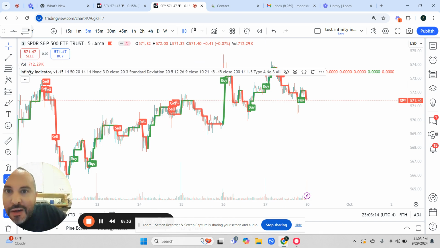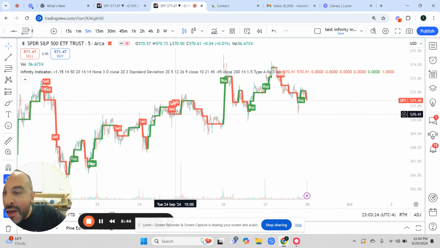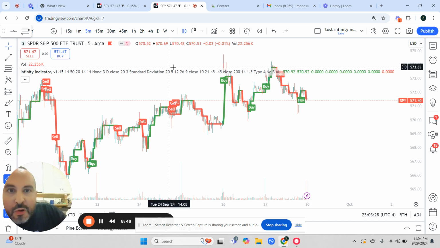So next, I want you to click on this little drop-down box, and you should see here the Infinity Indicator, and you should see these little sell signals, buy signals, and this sort of thing. So go ahead and scroll over that.